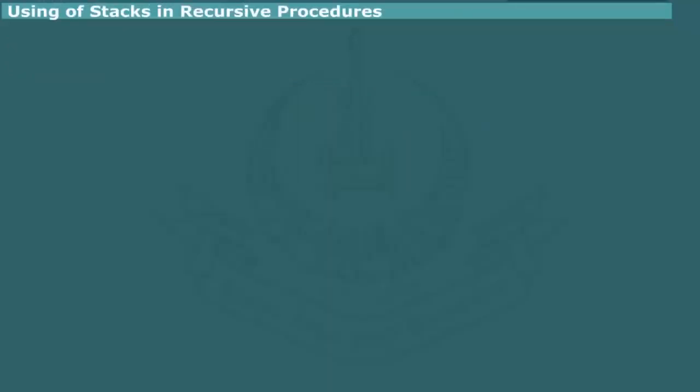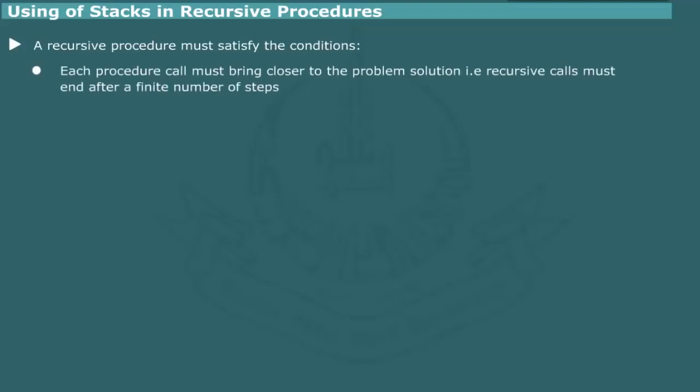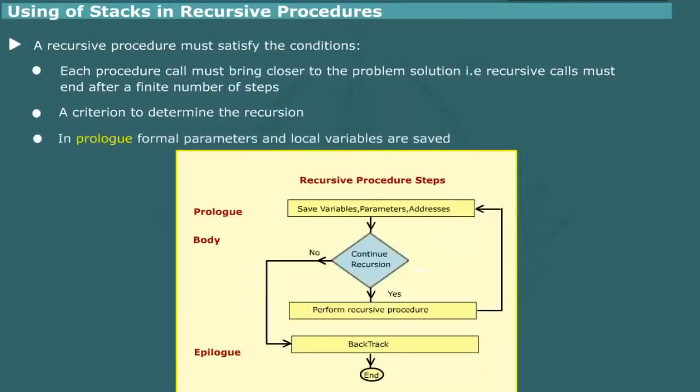Use of stack in recursive procedures. A procedure in which a function calls itself is called recursion. It is a powerful technique which is extensively used in the concise description or solution of a problem. For a recursive procedure to be useful, it must satisfy two conditions. First, each procedure call should bring it closer to the solution. Second, there must be a decision point at which the procedure should terminate. A recursive procedure that satisfies these conditions is said to be well-defined.